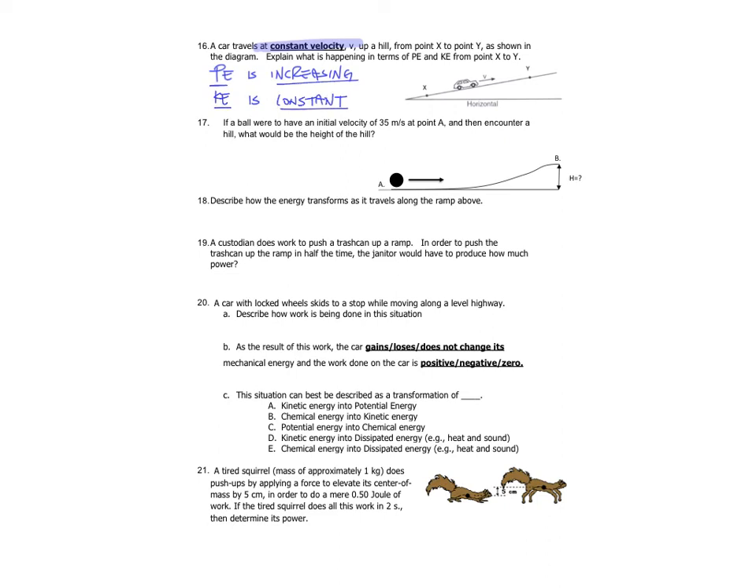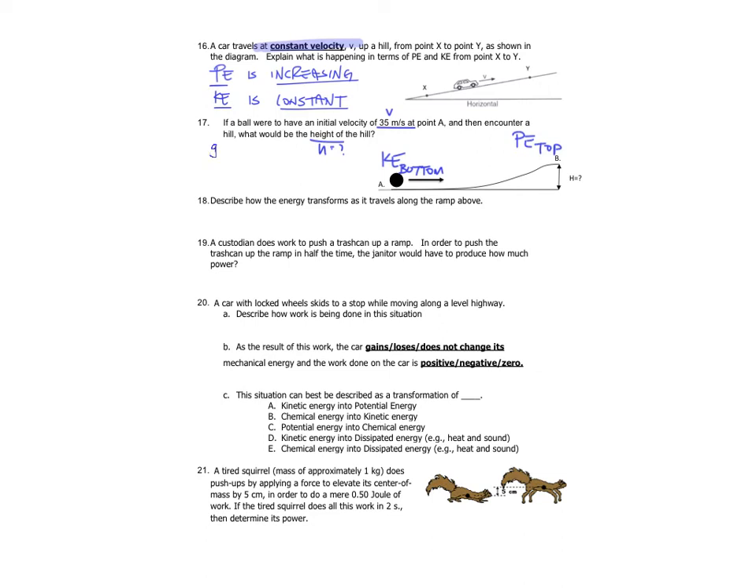Number 17, if a ball were to have an initial velocity of 35 meters per second and then encounter a hill, what would be the height of the hill? So you're solving for h. So you have this ball here at A, it's rolling across here and it's going to gain height. We want to figure out what that height is. Well, in order to do that, you need to understand that this ball has kinetic energy at the bottom. And the kinetic energy at the bottom is equal to the potential energy at the top. Now, I don't know that ball's mass, but the mass isn't going to change as it goes up that hill.